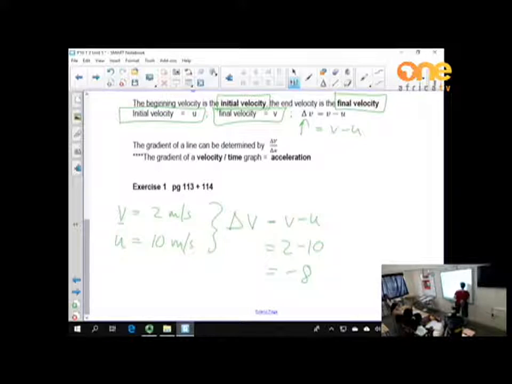Just here, repetition, the gradient of a line. Change in y over change in x. If we have a velocity time graph, the gradient gives me acceleration.